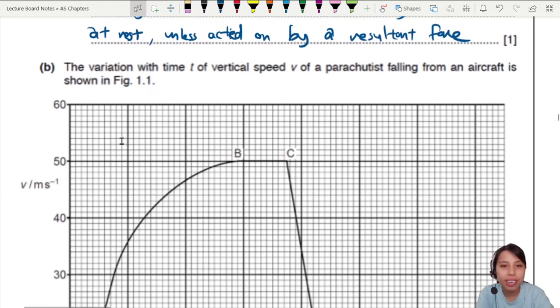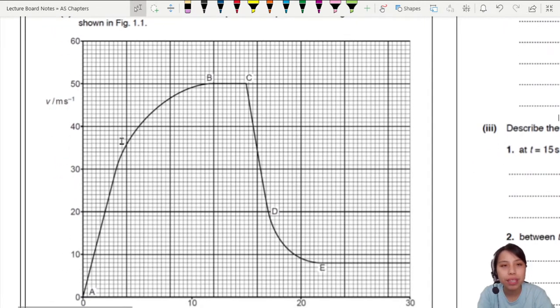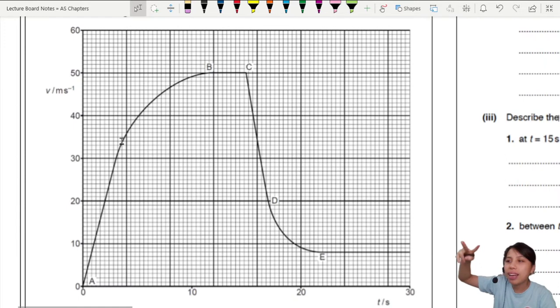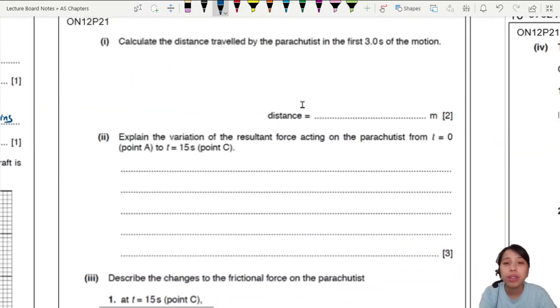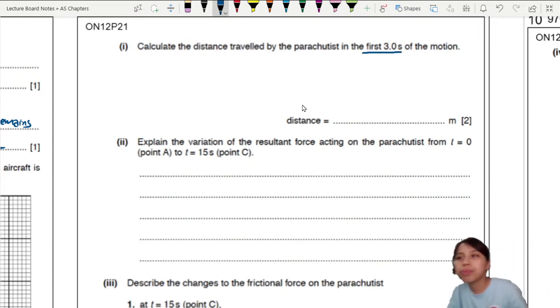So what we have now is a beautiful graph of a parachutist falling from an aircraft. So you jump out of an aeroplane, you go down, and you get faster and faster. Very nice graph. Okay, what do we need to do with this graph? First things first: calculate the distance travelled by the parachutist in the first 3 seconds of the motion.